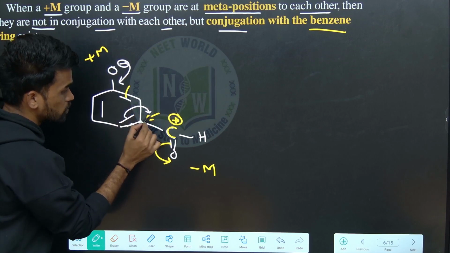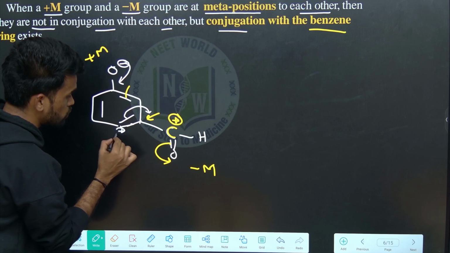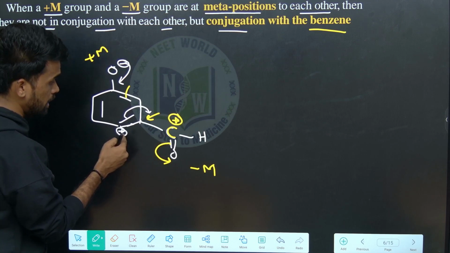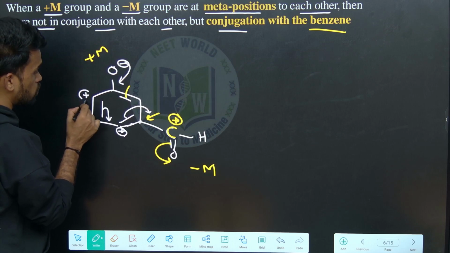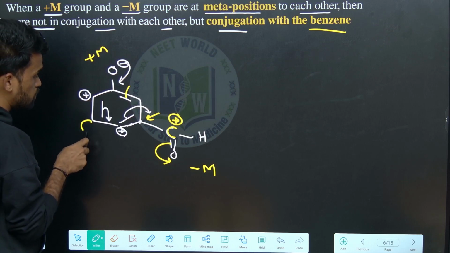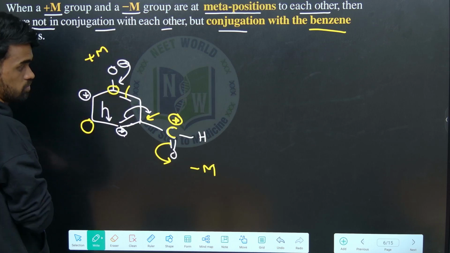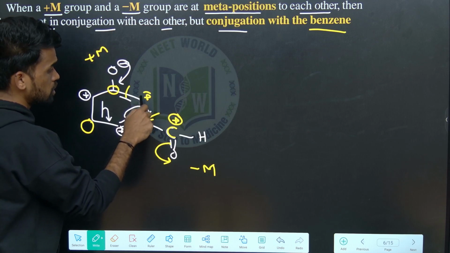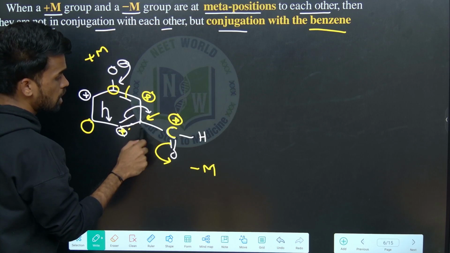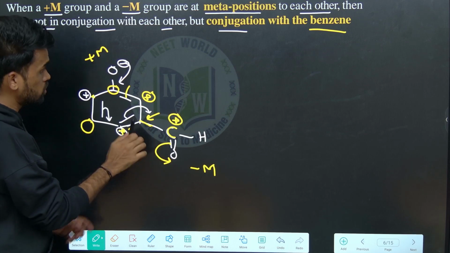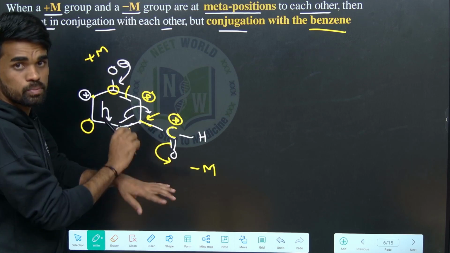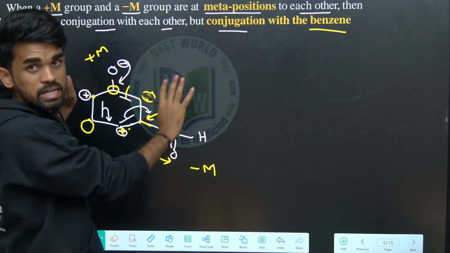See, when it is withdrawing this side, we can see positive charge over this position which is ortho, and the next position, when it is giving here, we will see positive charge over here, but not in this position and not in this position. So it means these two positions are ortho to this, and this fourth position is para to this. So O minus and aldehyde group are not in conjugation. That is what the statement is explaining.